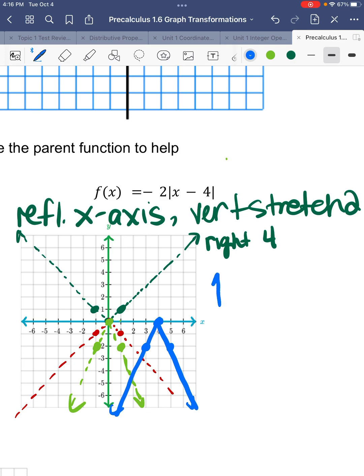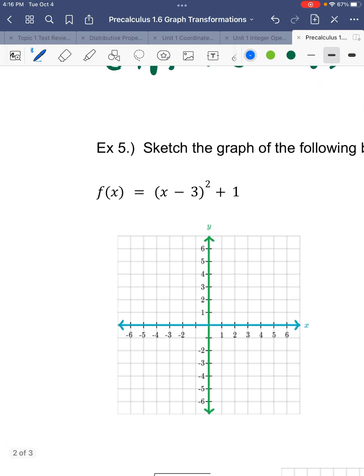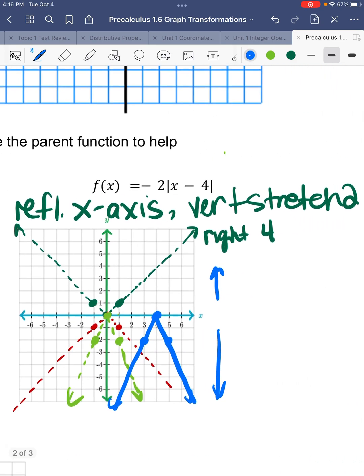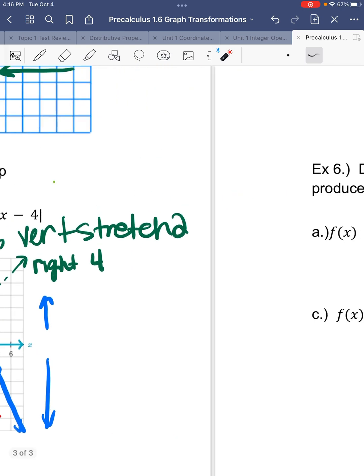Okay, it's vertically pulled, which makes it narrower, and then it's flipped over and it's moved right 4. So that's the idea when you're doing the basic function x squared. Things with x squared would be similar. My expectation on homework is that you draw your original and your final graph.